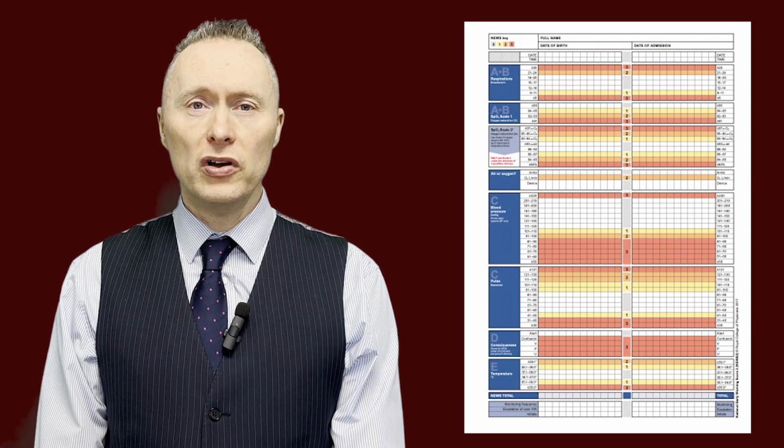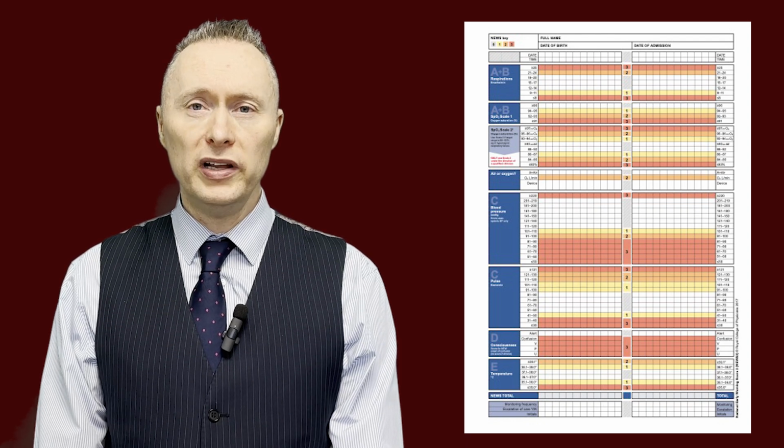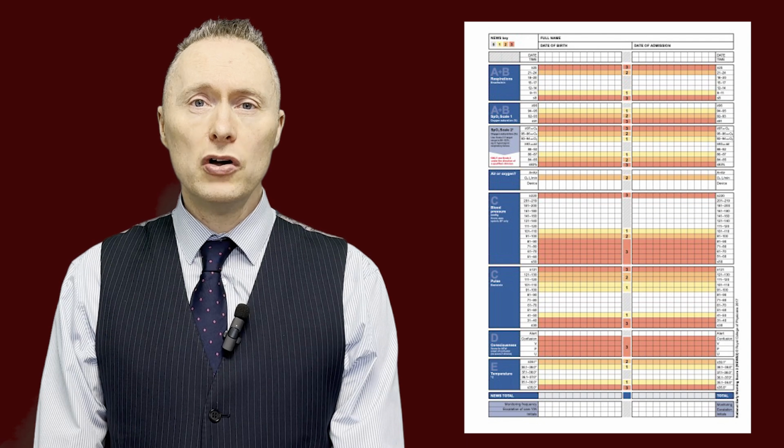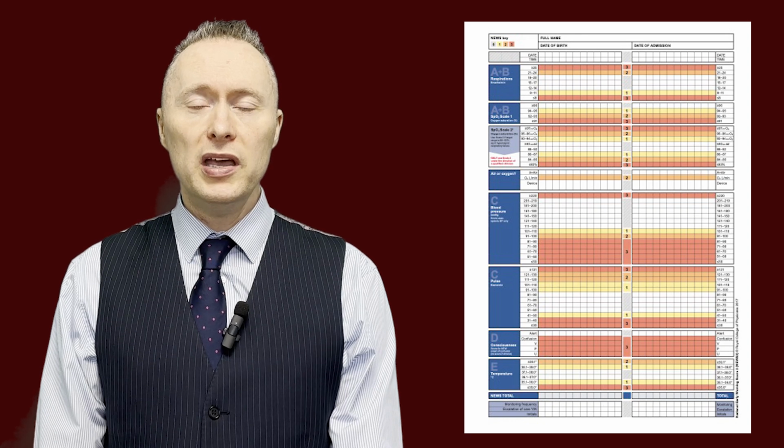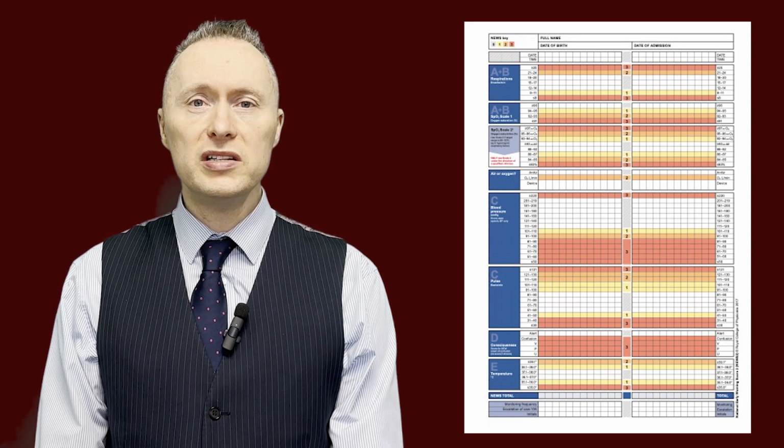In some organisations, these charts are completed electronically. In other organisations, these charts are completed on paper, and therefore, due to the colour coding system, it is important that they are printed in colour.